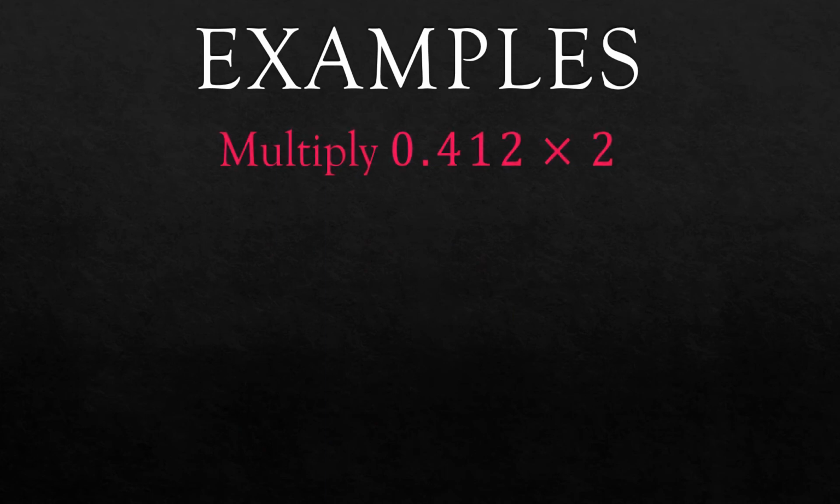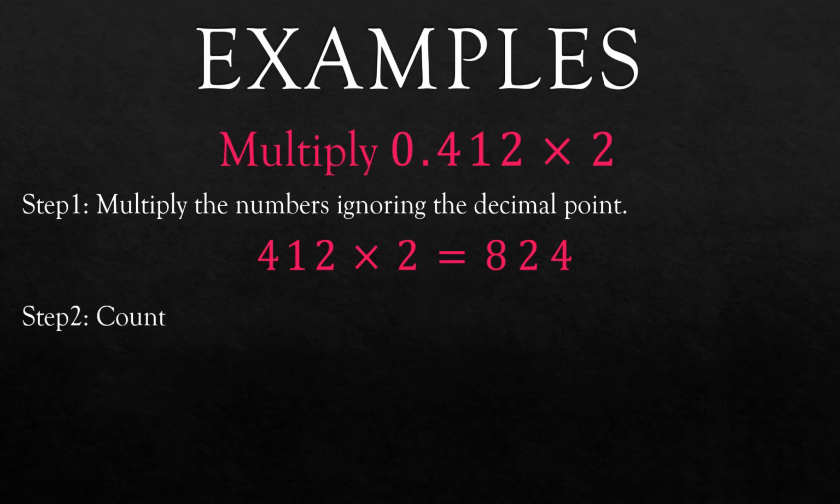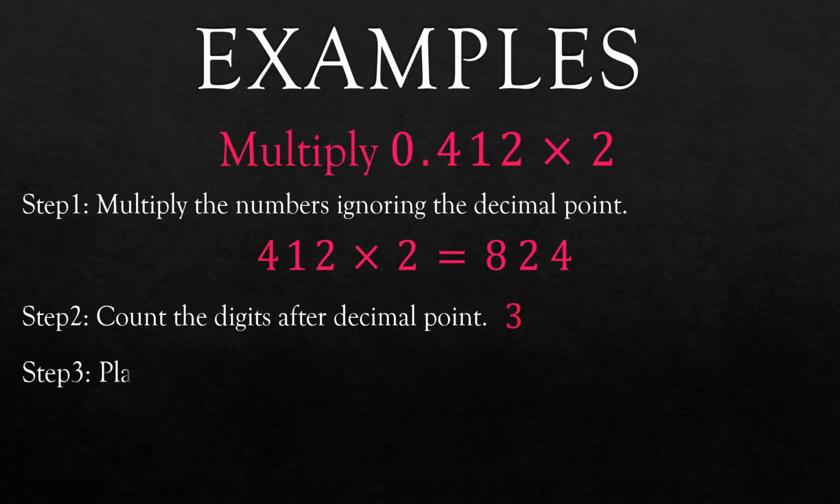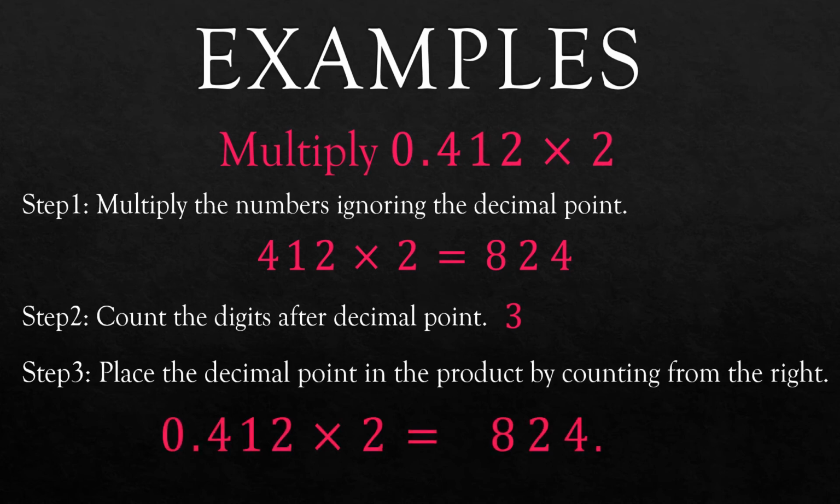Let us solve one more example. 0.412 multiplied by 2. Step 1. Multiply the numbers ignoring the decimal point. 412 multiplied by 2. 2 2s are 4, 2 1s are 2 and 2 4s are 8. So the answer is 824. Step 2. Count the digits after the decimal point in 0.412, which is 3. Step 3. Place the decimal point in the product by counting from the right. Count the digits 1, 2, 3. So the answer is 0.824.